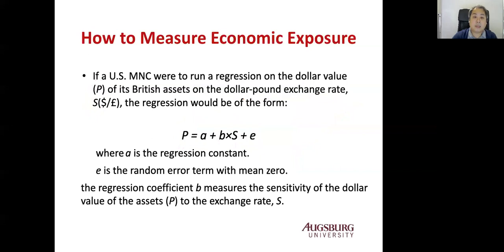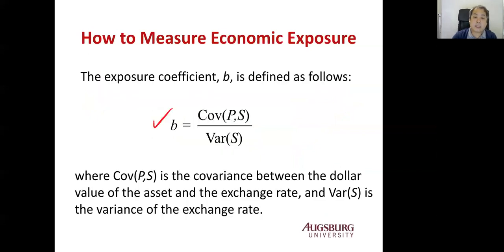So statistically, you can find this beta equals the covariance of the firm value in dollars and the exchange rate, divided by the variance of the spot exchange rate. So the exposure coefficient shows that there are two sources of economic exposure, right? One is the variance part, the variance of the exchange rate. The other part is the covariance between the dollar value of the asset and the exchange rate. So these two factors affect the economic exposure.